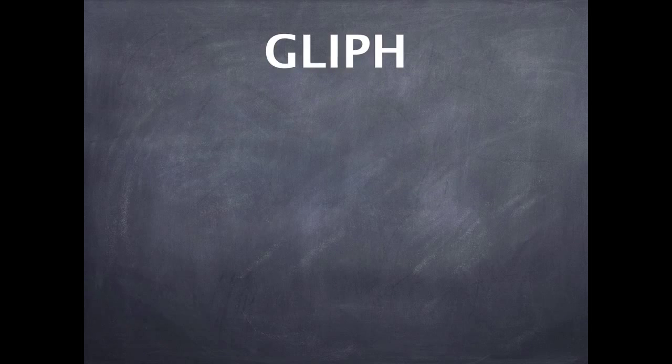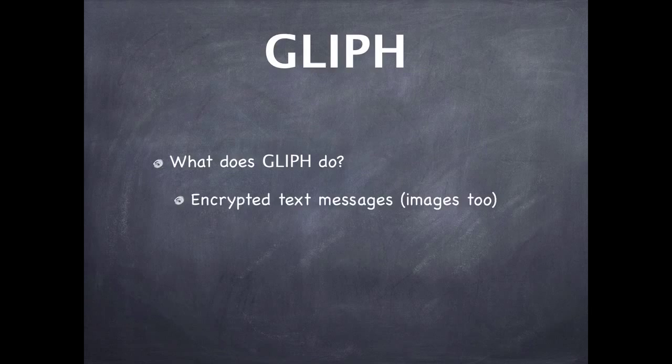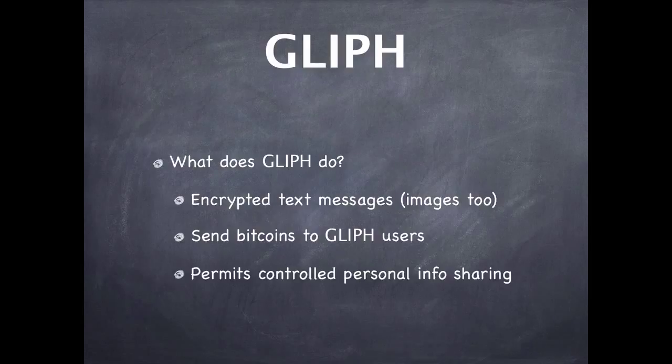Okay, so what does glyph do? Glyph does three main things, and it does them rather well. Glyph lets you send encrypted messages, including images, as well as Bitcoins via a slick behind-the-scenes interaction with an online web wallet like Coinbase. And finally, glyph also lets you store and share personal information on a very granular level.